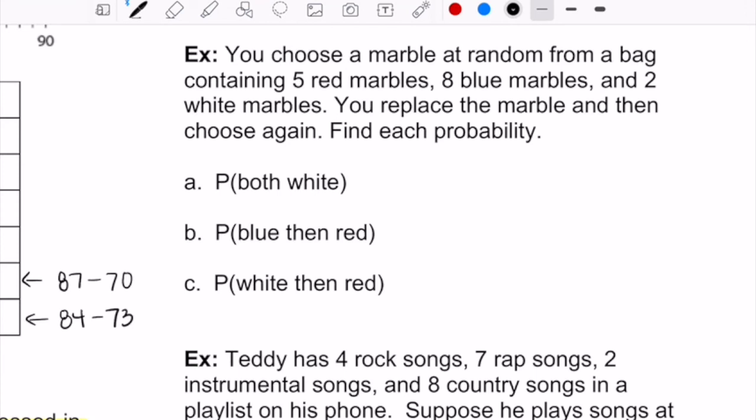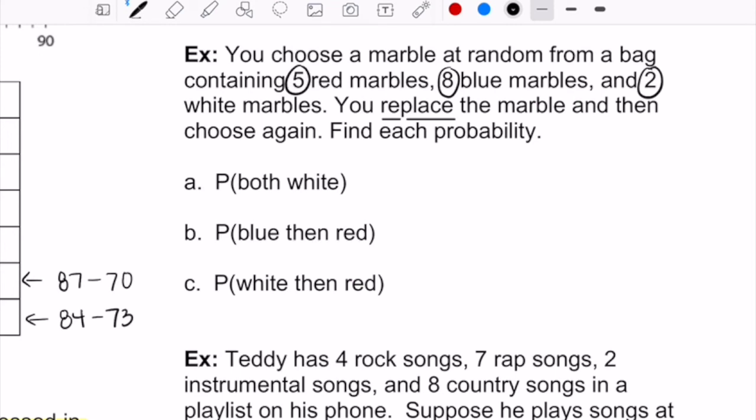Sometimes probabilities get a little bit complicated when you have to think about whether something is being replaced or not. The first example here says you choose a marble at random from a bag that contains 5 red, 8 blue, and 2 white. You replace the marble, and then you choose again. So it's important to note that here replacement is occurring, and it's also important to note that there are 2 events occurring. The probability of 2 events occurring together is the product of their separate probabilities. It's important to start by adding up the total number of marbles that are in the bag. So 5 red plus 8 blue plus 2 white gives you a total of 15 marbles.